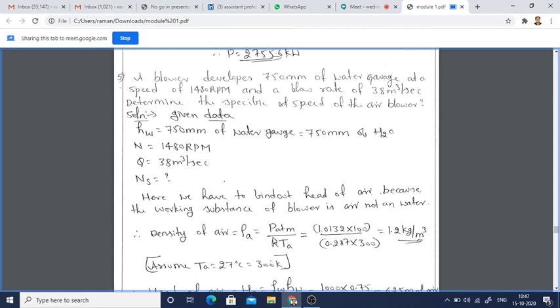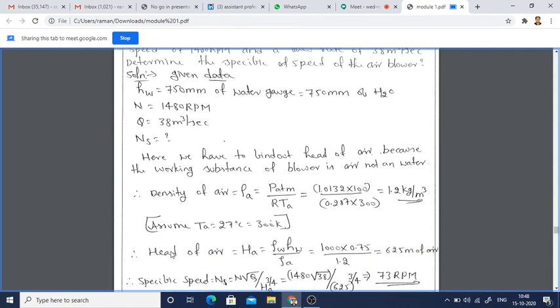How we will get this? PV equal to MRT, you know this. So M by V gives you the density. So that becomes density equal to P by RT. This you know, right? Or you want me to explain this? How we get this one? PV equal to MRT. So if you bring V to this side, M by V becomes density. So density equal to P by RT. So that you can get the density of air in this way.